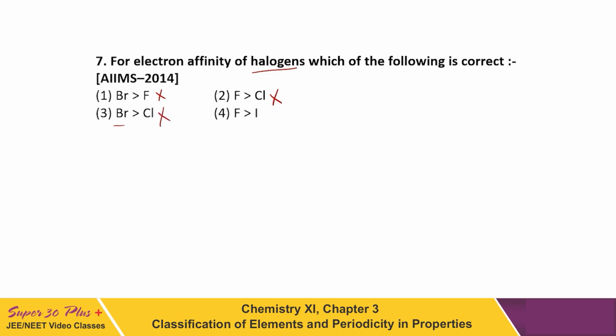And the right answer is option number 4, which says electron affinity of fluorine is greater than iodine. This is the correct answer. Now another question.